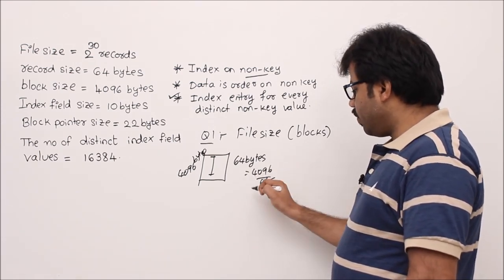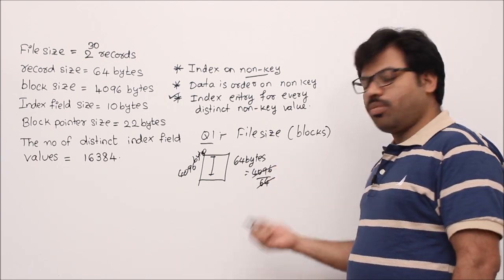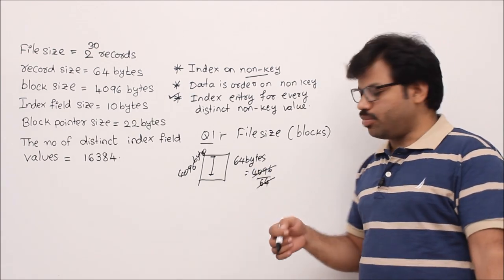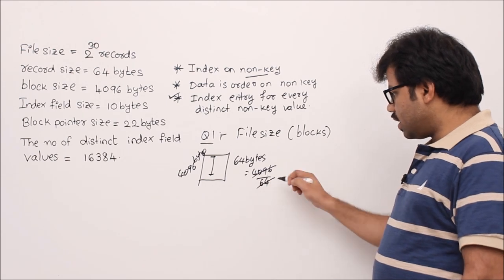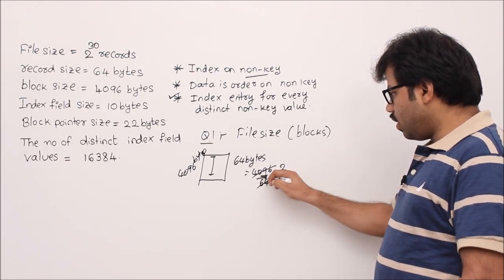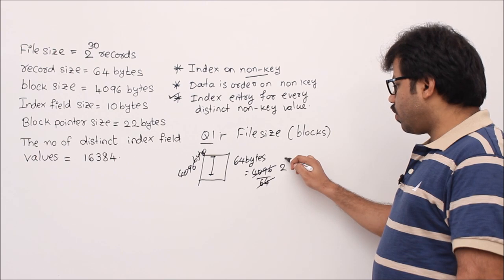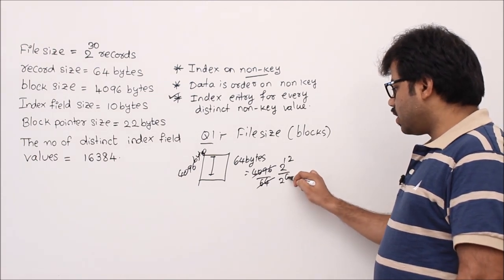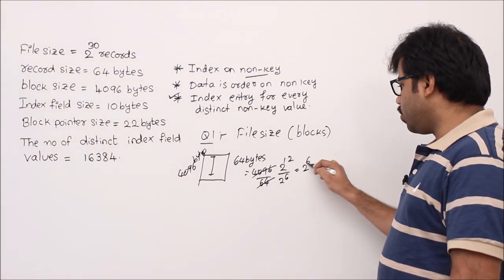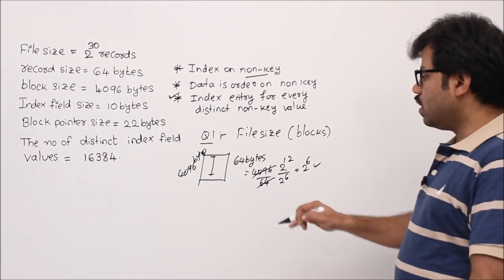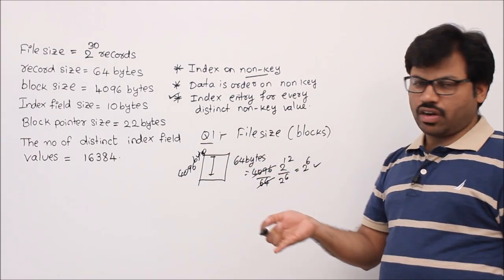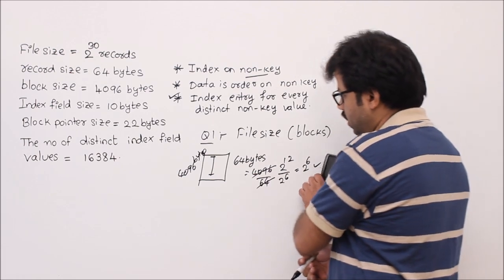Since it is properly divisible, you get no problem, right? So calculations will be so simple. I can say 4096 is 2 power 12, right? By 2 power 6, it would be 2 power 12 by 2 power 6, which is 2 power 6, done. So we can give 64 records, remember it, 2 power 6.